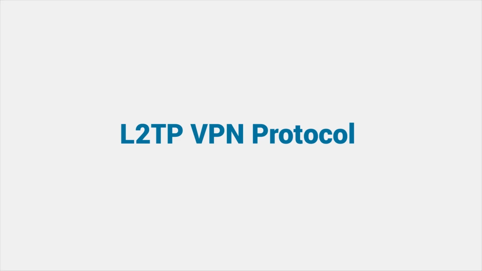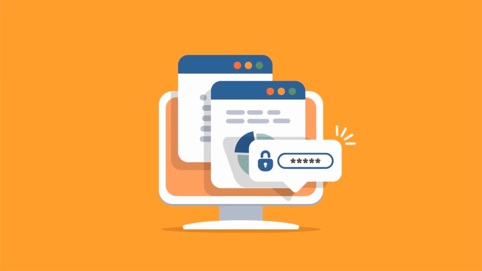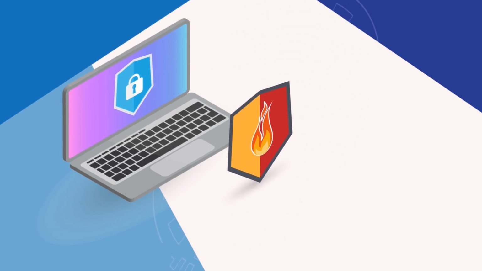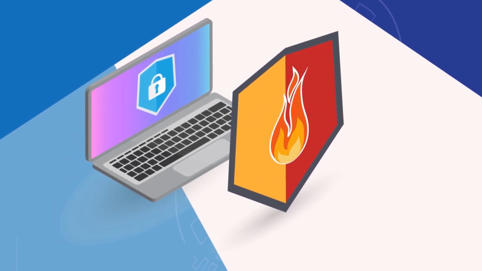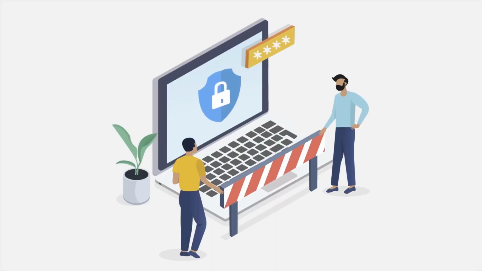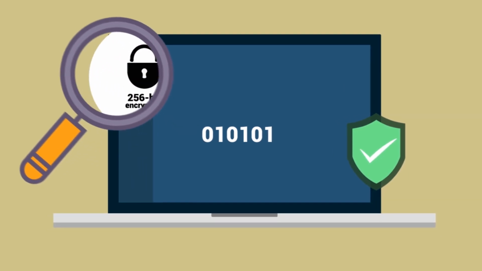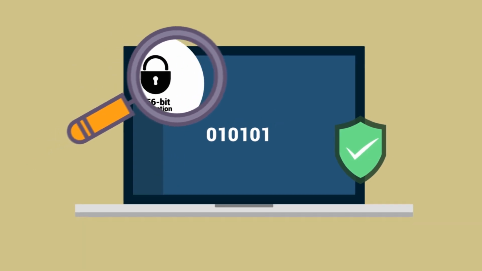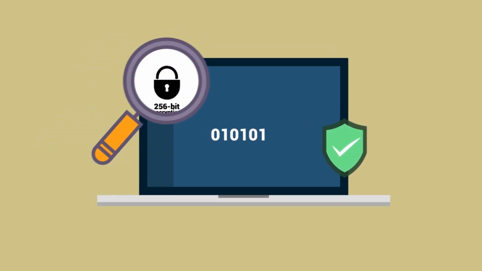L2TP VPN Protocol. Similarly, like PPTP, L2TP allows users to remotely access a network, but in a much more secure way. Co-created by Cisco and Microsoft, L2TP is more firewall-friendly as it runs over a fast protocol, UDP. Pros: advanced security. L2TP uses the IPSec suite to offer 256-bit encryption. Although L2TP isn't as secure as OpenVPN, it trumps PPTP by all means and doesn't have any major vulnerabilities.